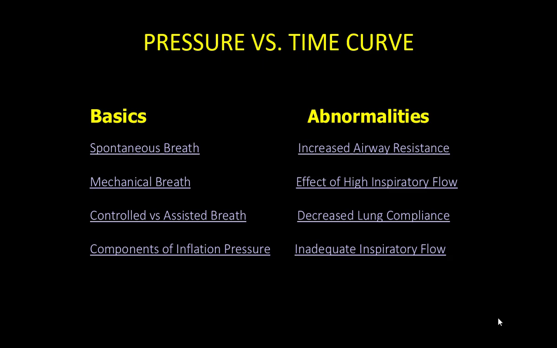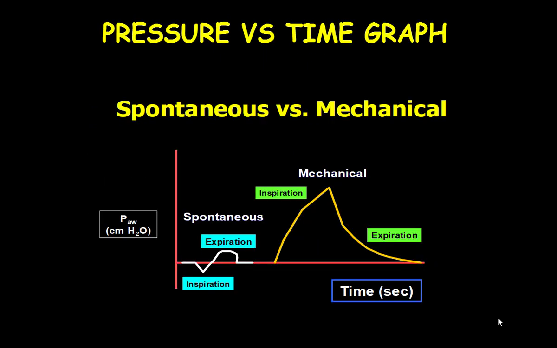If you want to use the pressure time scalar, it can give you some basic information and some idea about the pathology. Basically, it tells you whether it's a spontaneous breath or a mechanical breath, whether it's a controlled or an assisted breath, and what are the components of the inflation pressure. Abnormalities: it tells you whether the airway resistance is increased, whether the flow is adequate or not, whether there is decreased lung compliance.